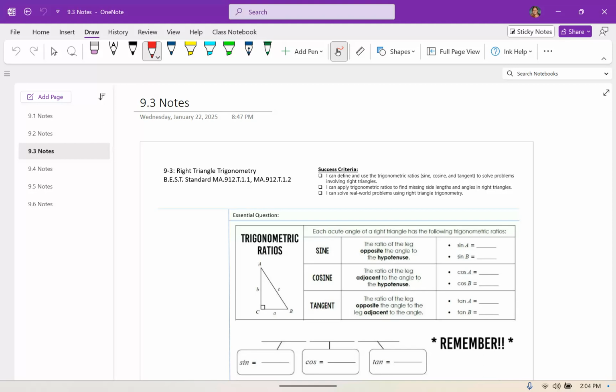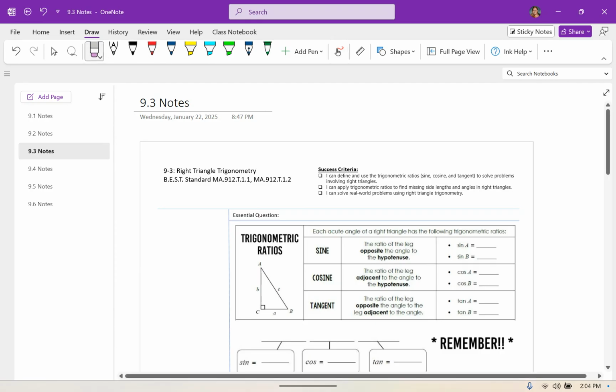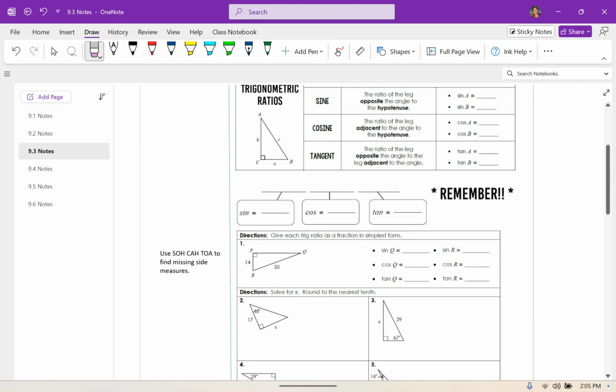Hi everyone. Today you are learning right triangle trigonometry and SOHCAHTOA. SOHCAHTOA is the acronym that we use to remember the trig ratios. We have three trigonometric ratios that you learn in this class, and they are sine, cosine, and tangent.